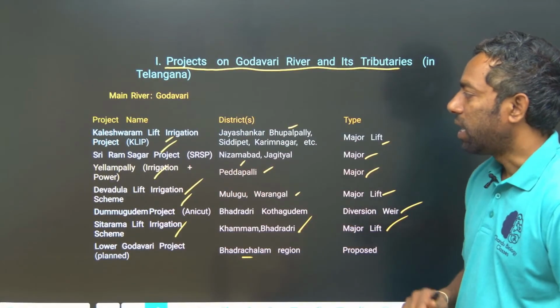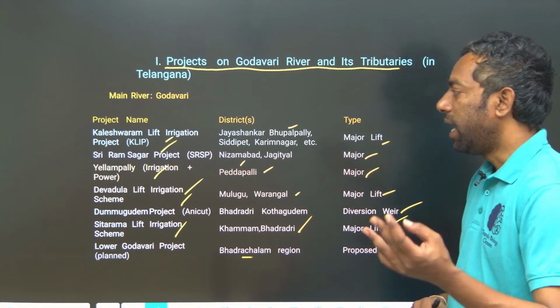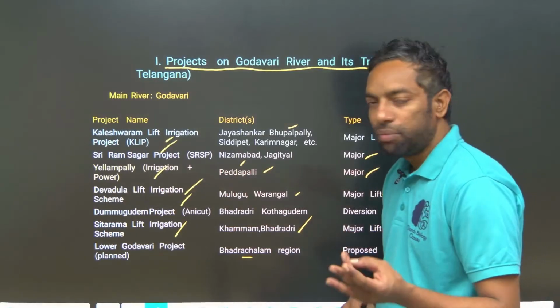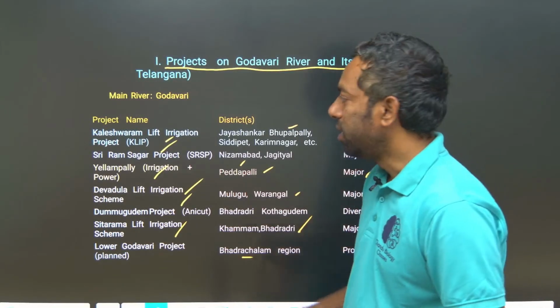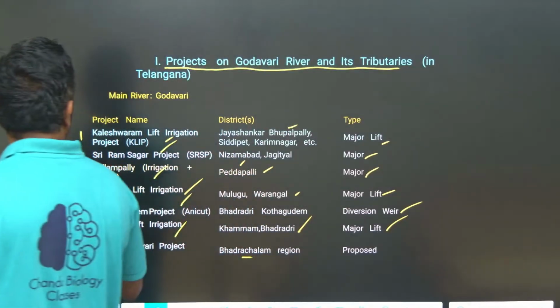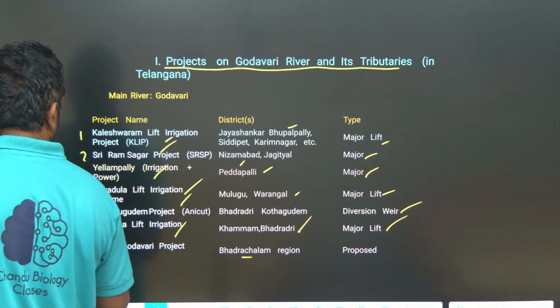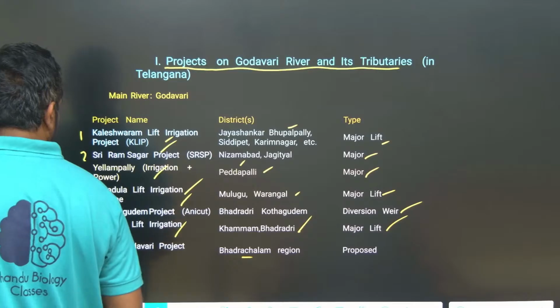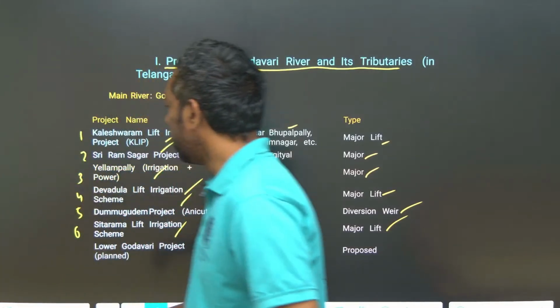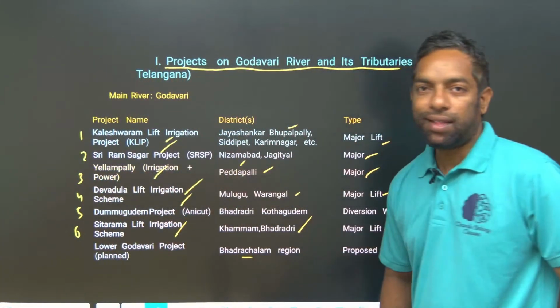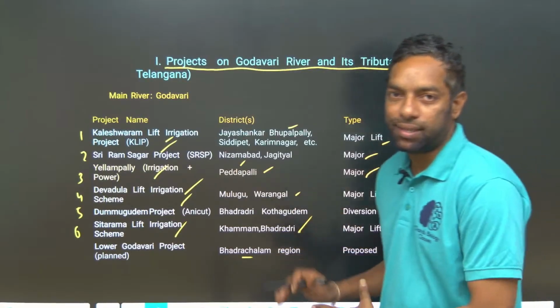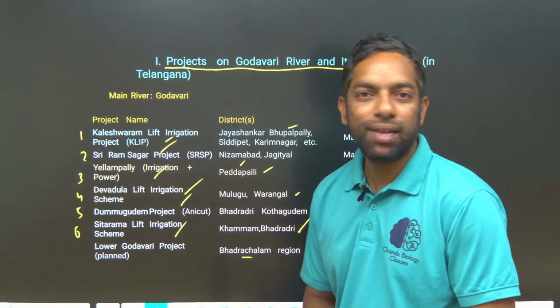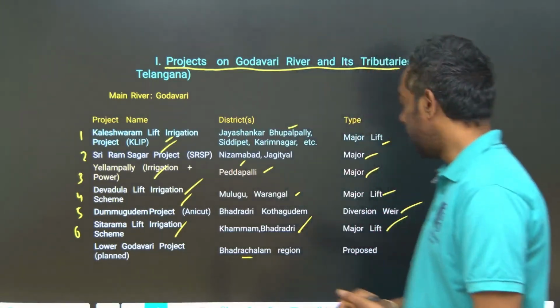What are they? Kaleshwaram, Sriram Sagar, Yellampalli, Devadula, Dummugudem and Sitarama. These are projects 1, 2, 3, 4, 5, 6. These six are the most important projects on the Godavari. We are looking at the next. Okay, I hope you guys understand this. Okay, next.